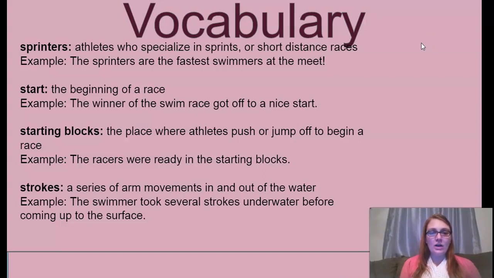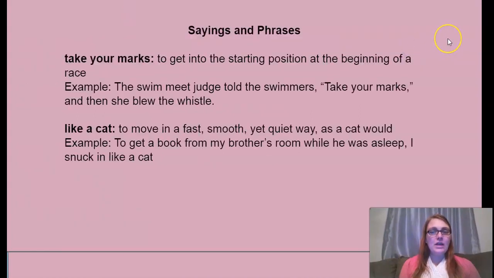Strokes is a series of arm movements in and out of the water. The swimmer took several strokes underwater before coming up to the surface. So the strokes are the ways that their arms move as they're swimming. And then the sayings and phrases: take your marks is to get into the starting position at the beginning of a race. And then like a cat, to move in a fast, smooth, quiet way as a cat would.